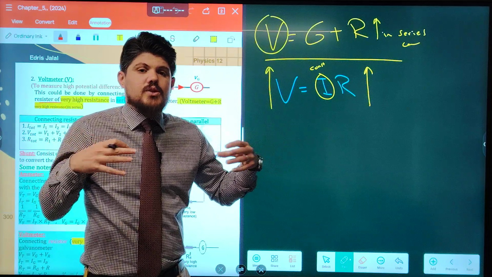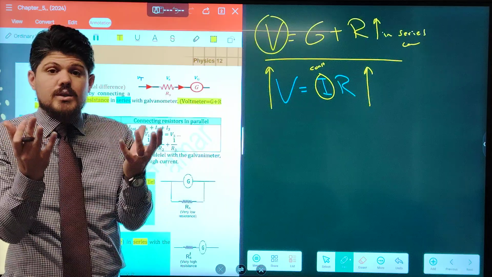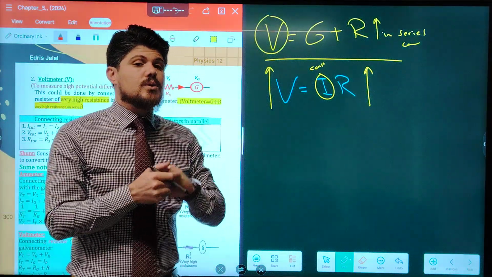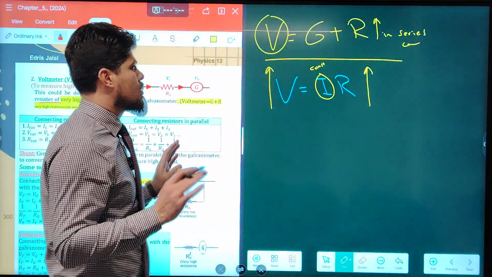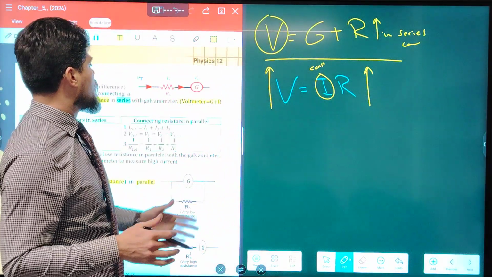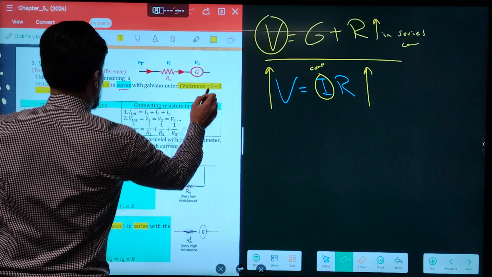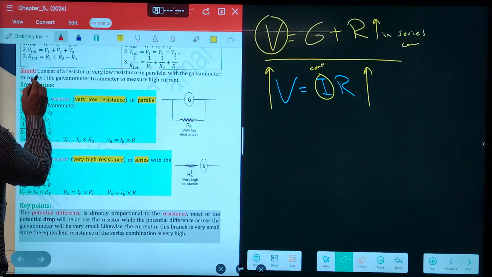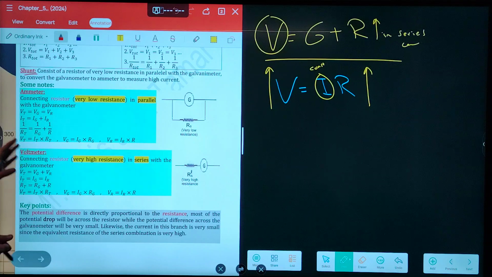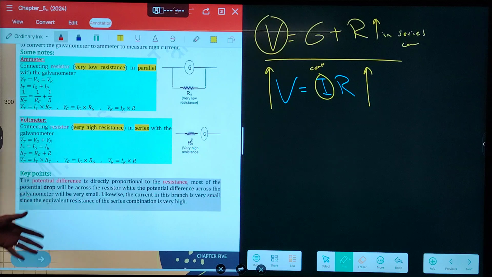For reading a high potential difference, we have to connect a resistor with very high resistance in series connection. Why? Because in series connection, current is constant, and the relation between V and R is directly proportional. More resistance provides more potential difference. Voltmeter is equal to galvanometer plus very high resistance in series. What is a shunt? It consists of a very low resistance in parallel connection with the galvanometer to convert it into an ammeter.